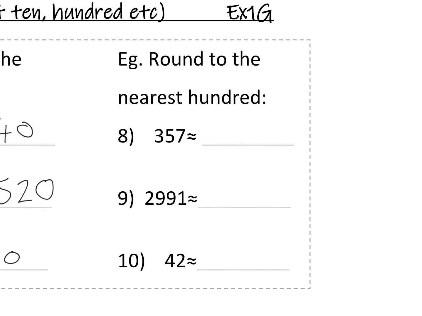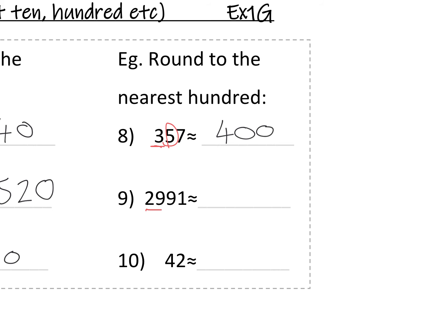Example 8. In these examples, we're going to round to the nearest 100. So in example 8, 3 is in the hundreds column. We check the number after the 3, which is a 5, which tells us to round the 3 up to a 4. So 400.